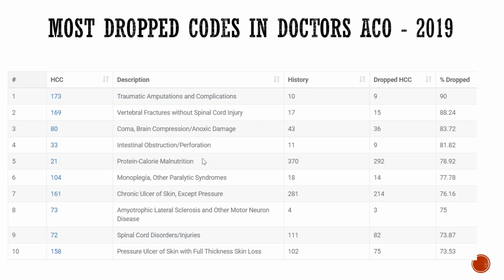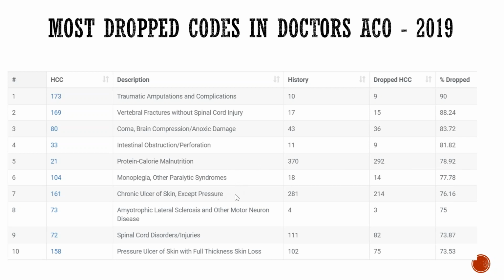But things like protein calorie malnutrition, that happens a lot with our older Medicare patients. This is a pretty heavily weighted code. If they are continuously underweight and you diagnose them with malnutrition, let's make sure that we're coding that. Look how many times, 360 times, that was diagnosed, and 292 of them were dropped. 79% of those were dropped.